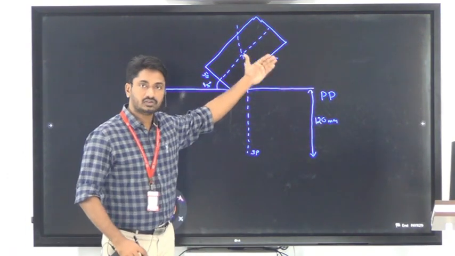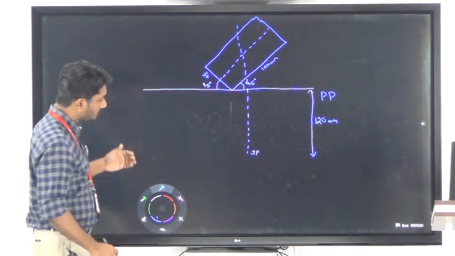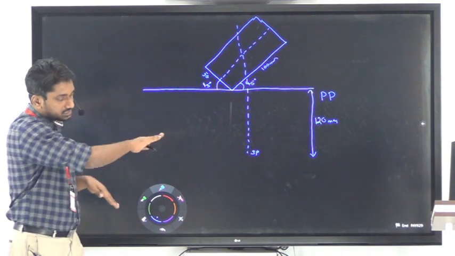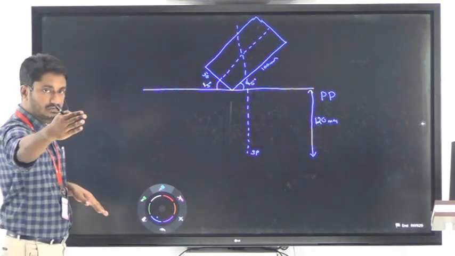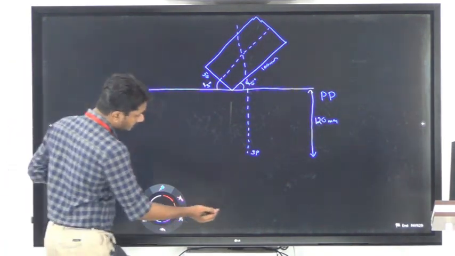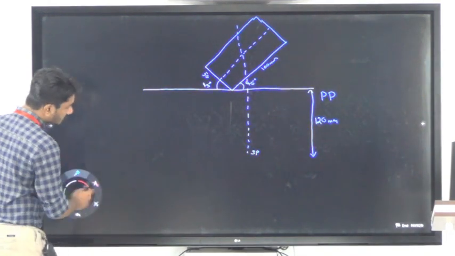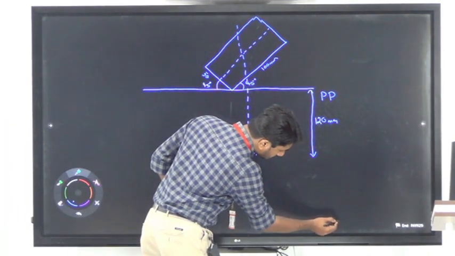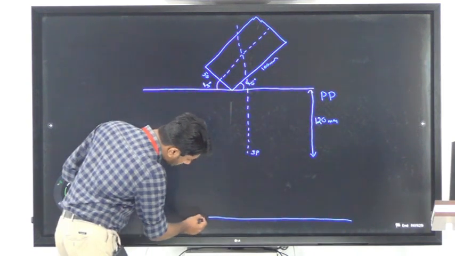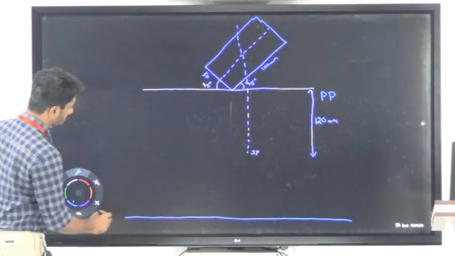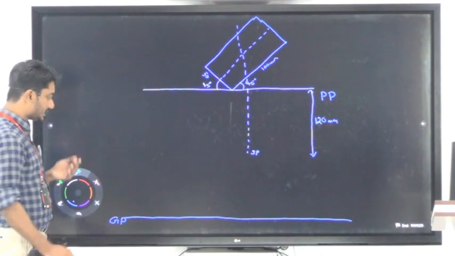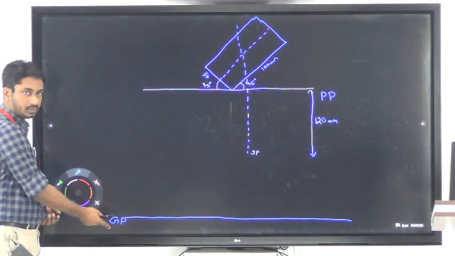Now you have to draw the front view of the object. So to draw the front view, first we are drawing the front view of the ground plane. So if this is the ground plane and when we are looking from here, you can see the ground plane as a line. So first we are drawing the front view of the ground plane. It is represented as GP or GL, ground plane or ground line.